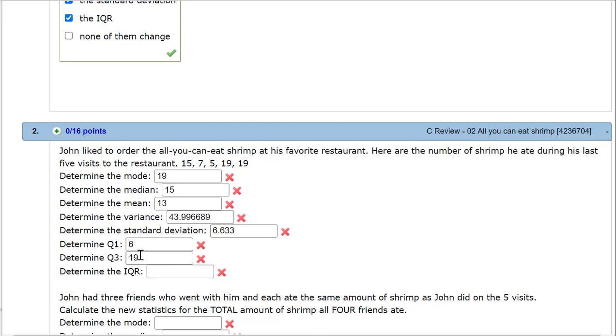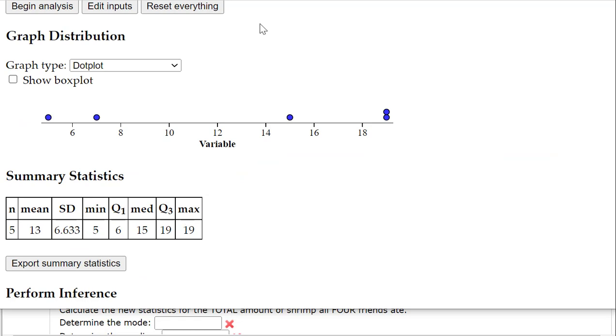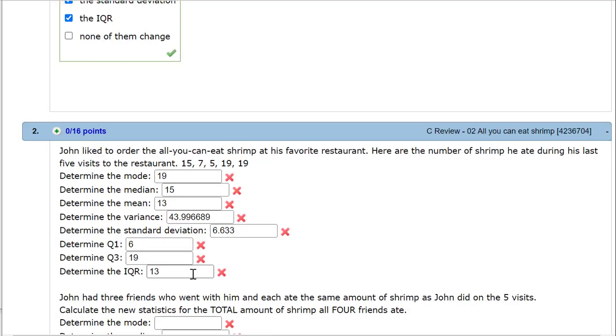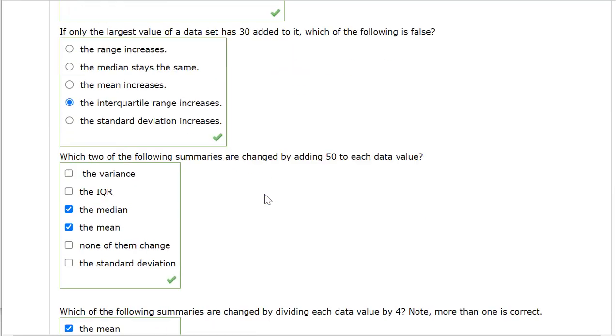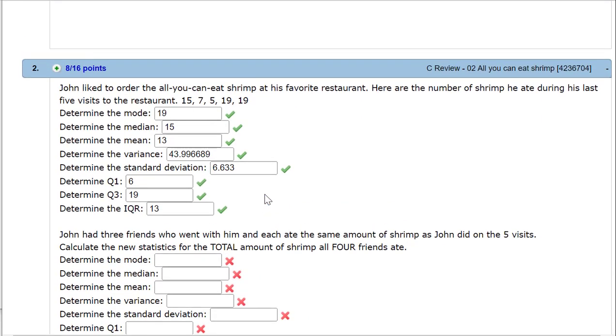Okay, IQR is Q3 minus Q1, and I can pretty much figure that out in my head. 19 minus 6 is 13. Make sure I wrote 6 and 19. Yes, I wrote the correct values. And that should be it for that set of data. So let me make sure I have all that data correct. And you can see that all these values are correct.